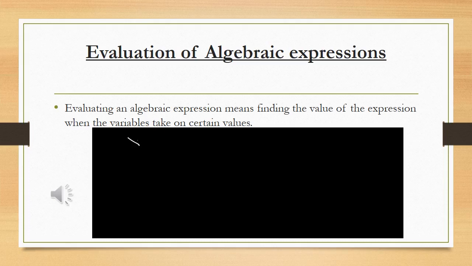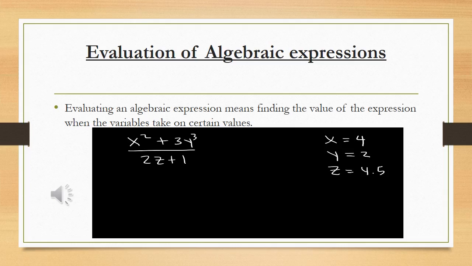Here's another example. X squared plus 3y cubed divided by 2z plus 1. Now let's say that x is equal to 4 and y is equal to 2. And let's say z is 4.5. Go ahead and evaluate the expression. So we're going to have 4 squared plus 3 times 2 to the third divided by 2 times 4.5 plus 1.